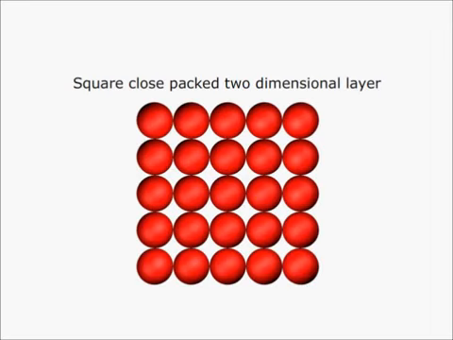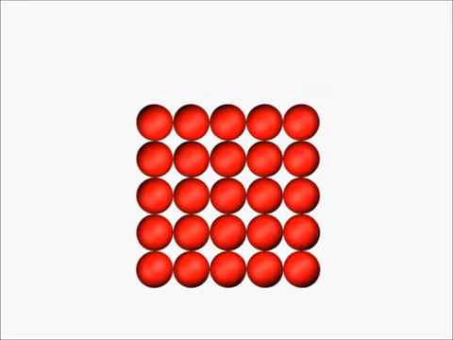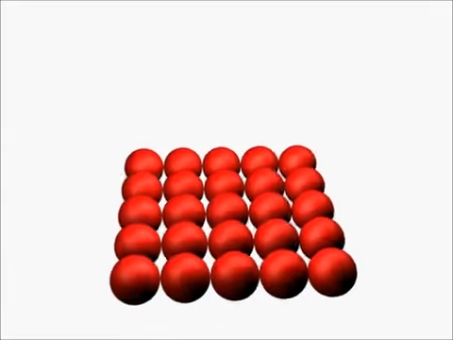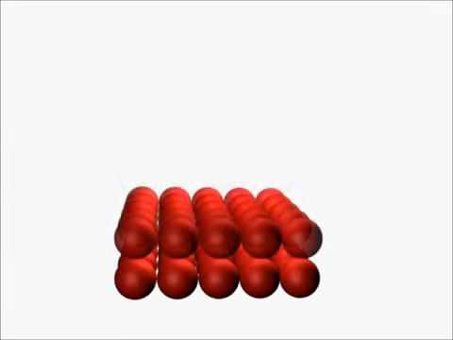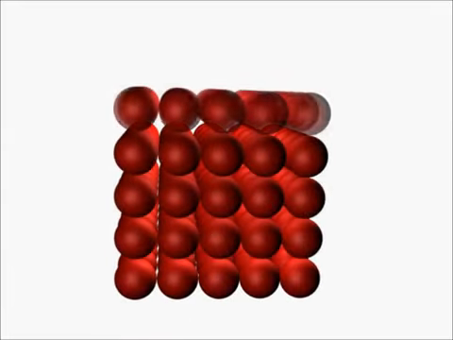Packing in three dimensions. Taking square close packed two-dimensional layers. This is done by placing a two-dimensional layer just above the first layer and so on. All the layers are vertically aligned.